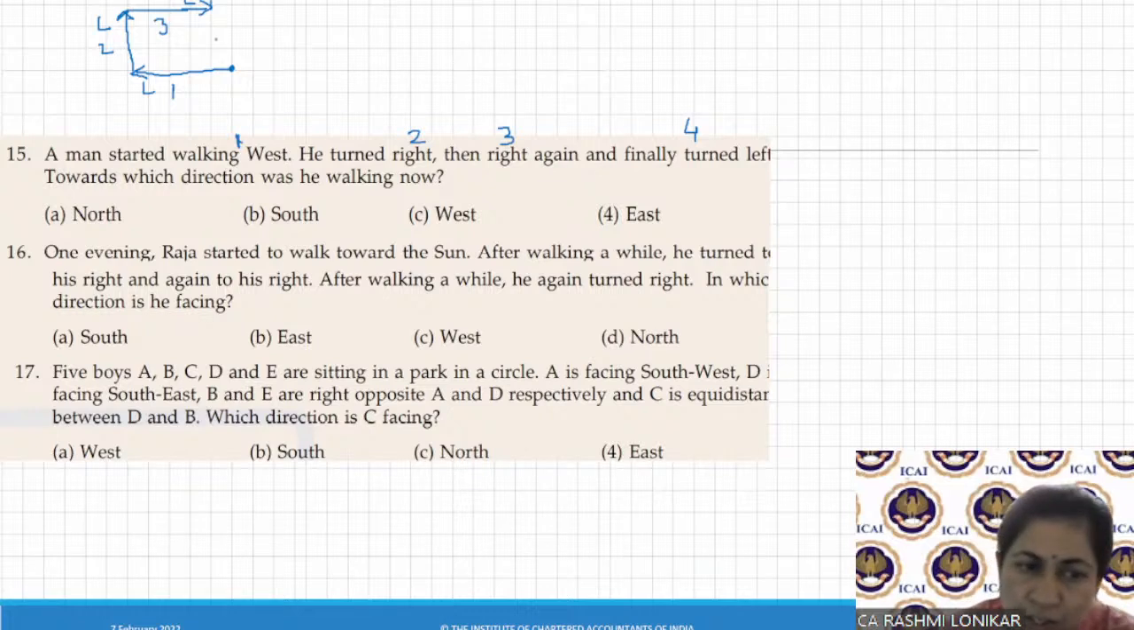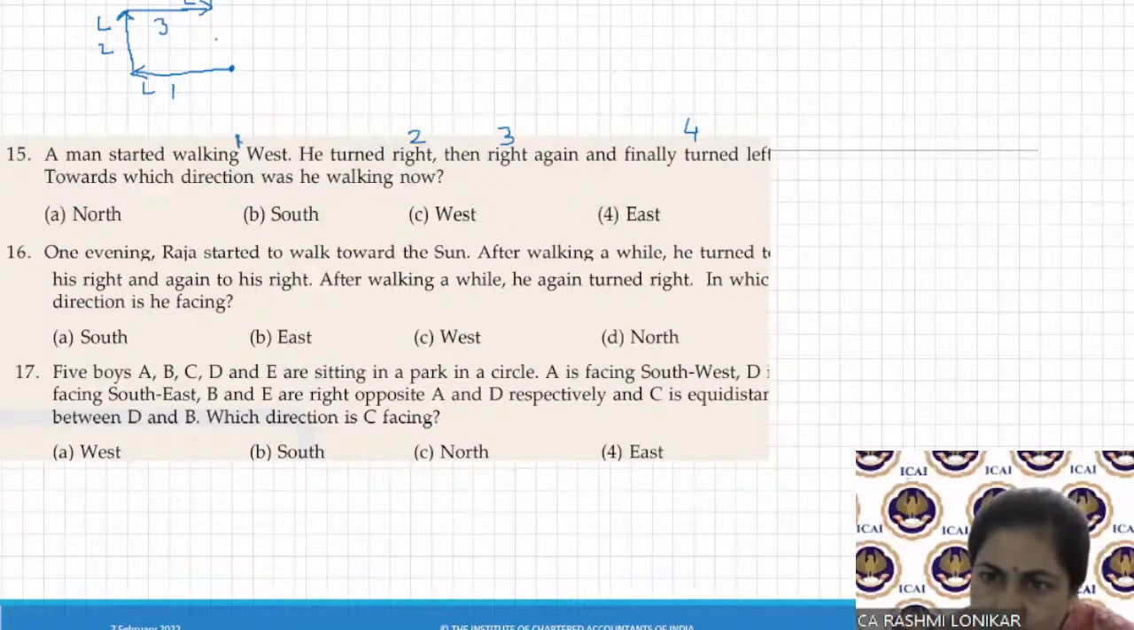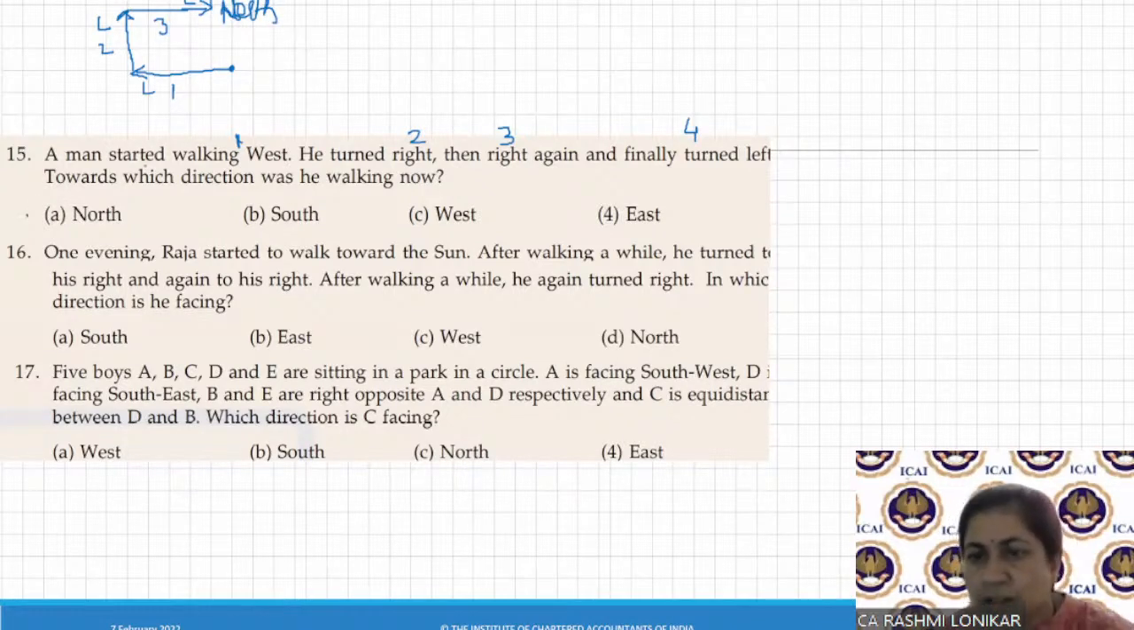In which direction is he walking now? This direction? Okay. In which direction is he walking now? This direction. Which is this direction? This is the north direction. So A will be the answer.